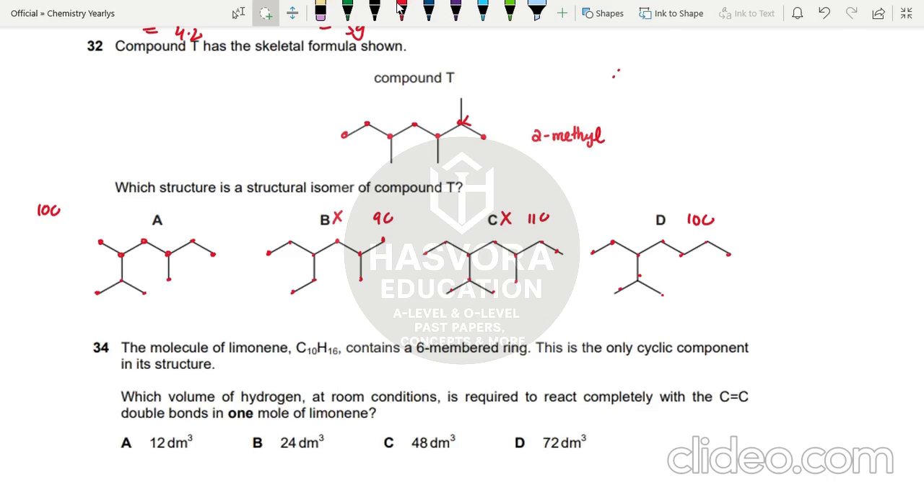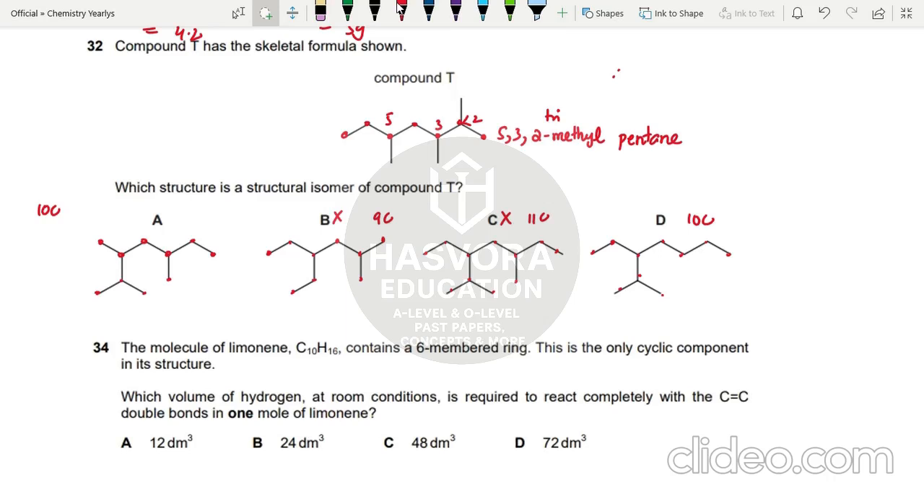Then we also have one on the third carbon, this is on the third carbon, this is the second one, then the fourth and the fifth carbon. So this will actually be equal to 5, 3, 2 trimethyl and 1, 2, 3, 4, 5, 6, 7 and pentane. So this will be 5,3,2 trimethyl pentane.